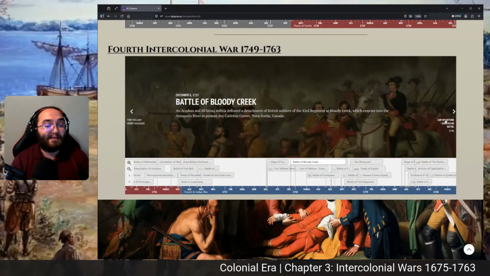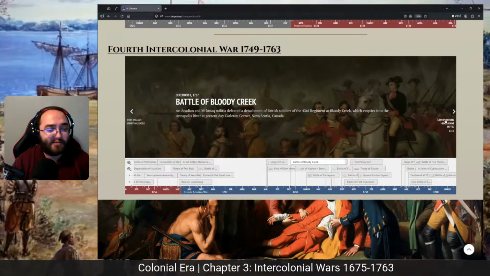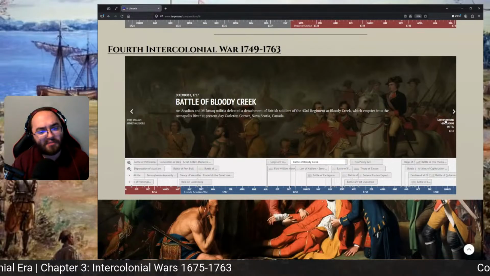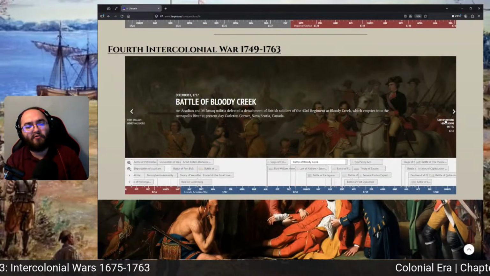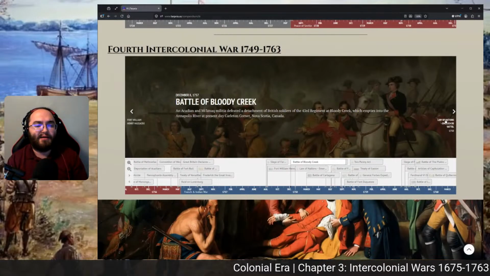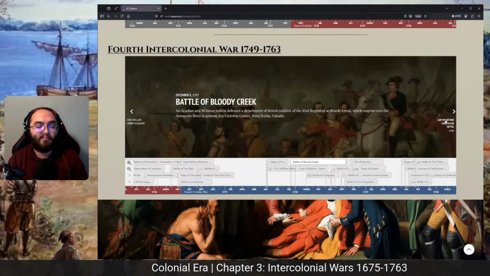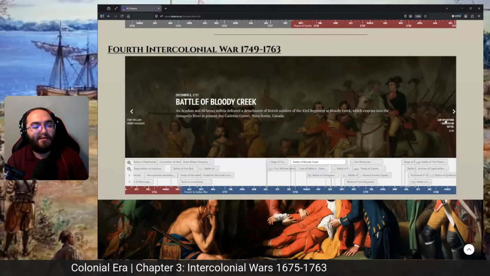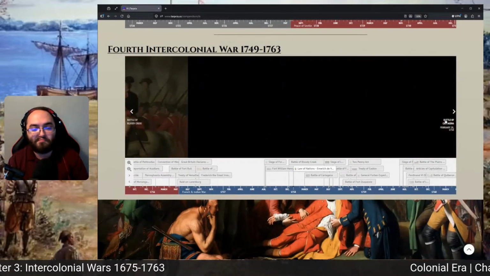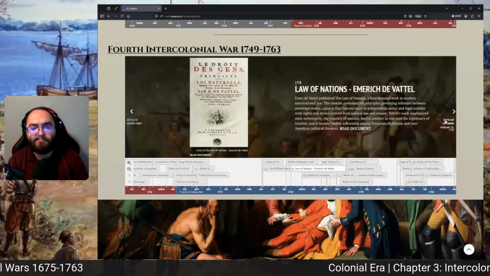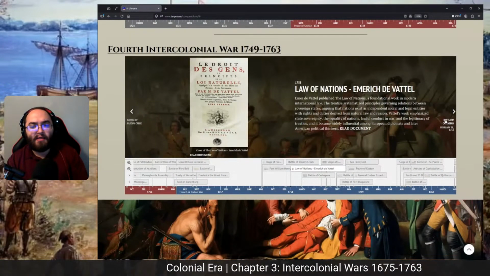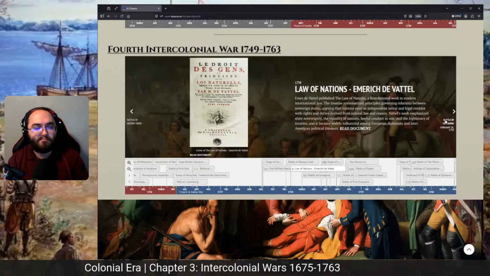Here's the Battle of Bloody Creek, where an Acadian and Micmac militia defeated a detachment of British soldiers of the 43rd Regiment at Bloody Creek. This is a pretty bloody battle of the French and Indian War, although not as bad as the massacre at Fort William Henry. Here's the Law of Nations by Emmerich de Vattel.